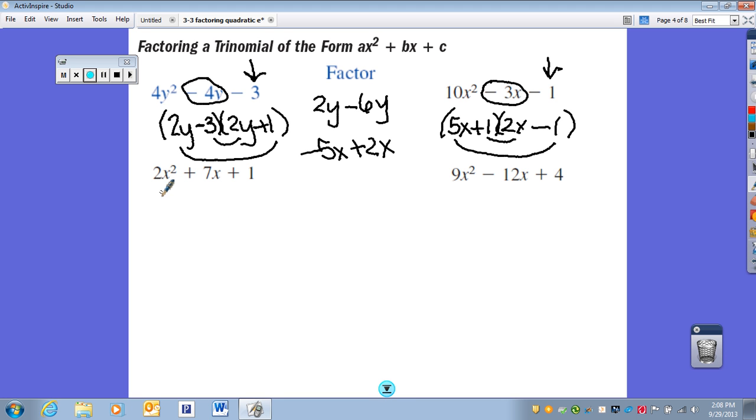Let's take a look at the next example. We have 2x squared plus 7x plus 1. So I know that I would multiply 2x times 1x to get 2x squared. And then I would multiply 1 times 1 to get a product of 1. So when I check my outside and my inside terms, I have a 2x and I have an x. I can't use those in any combination to get my 7x, my middle term. So this one is not factorable.